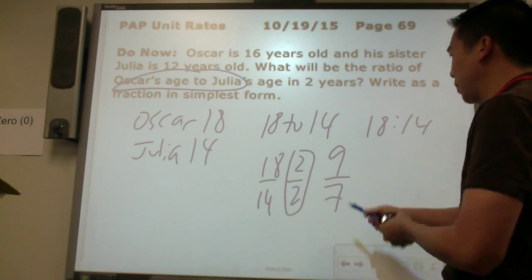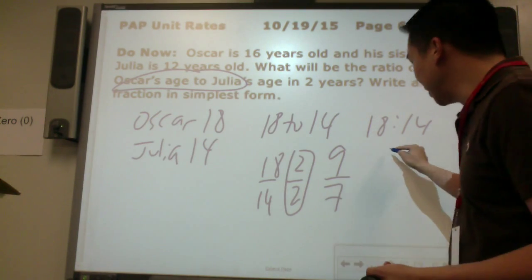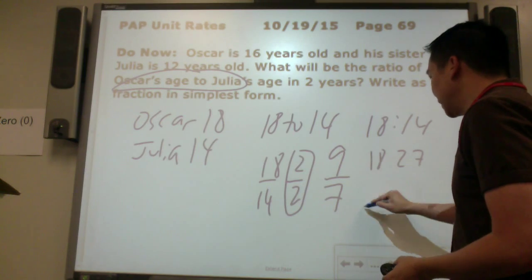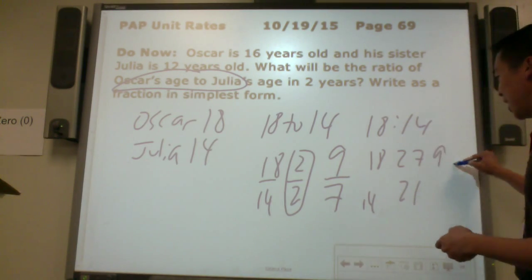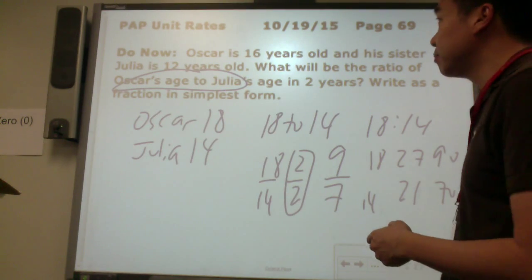So years from now, when Oscar is 27, then Julia will be 21. When Oscar is 90, Julia will be 70.